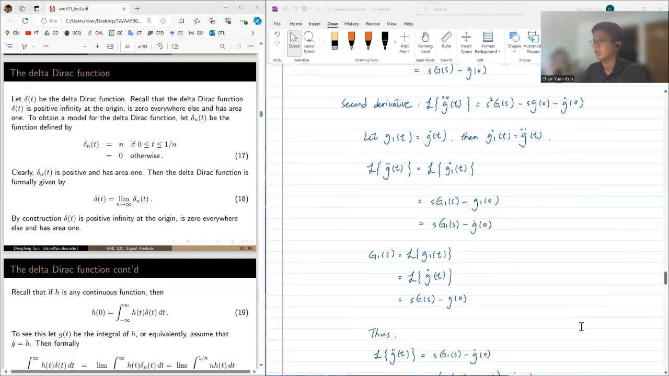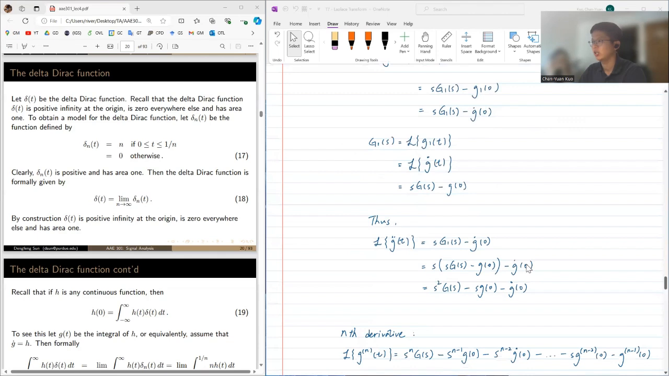Because the Laplace transform of g1 is the Laplace transform of the first derivative of g, we know the Laplace transform of g1 will equal s times the Laplace transform of g minus g of 0. Now we substitute this back into the expression above, and in the end we get the Laplace transform of the second derivative of g, which is s squared times the Laplace transform of g minus s times g of 0 minus the first derivative of g evaluated at 0.